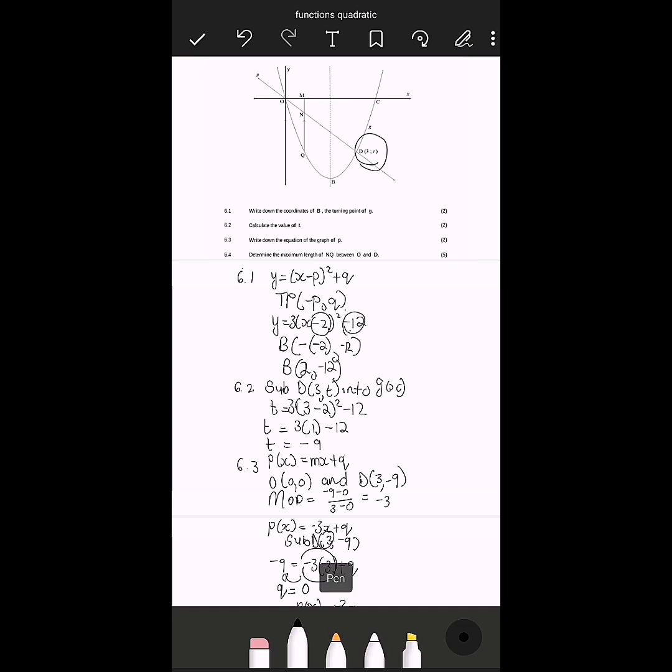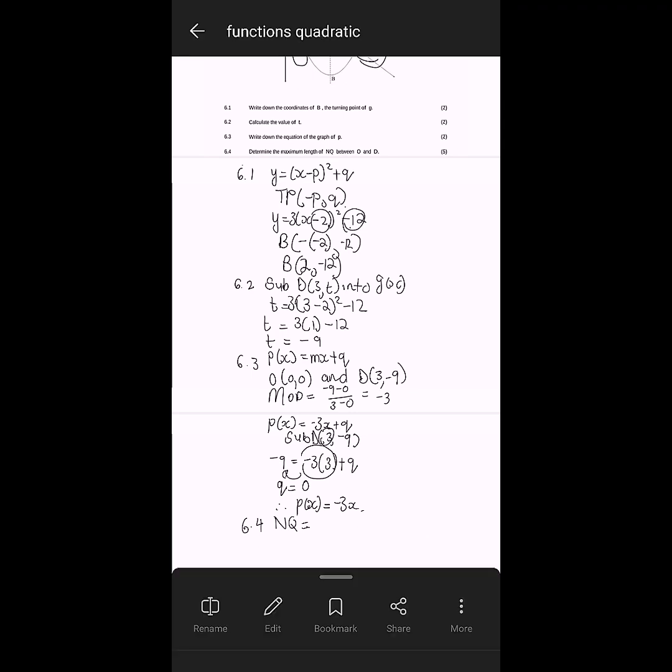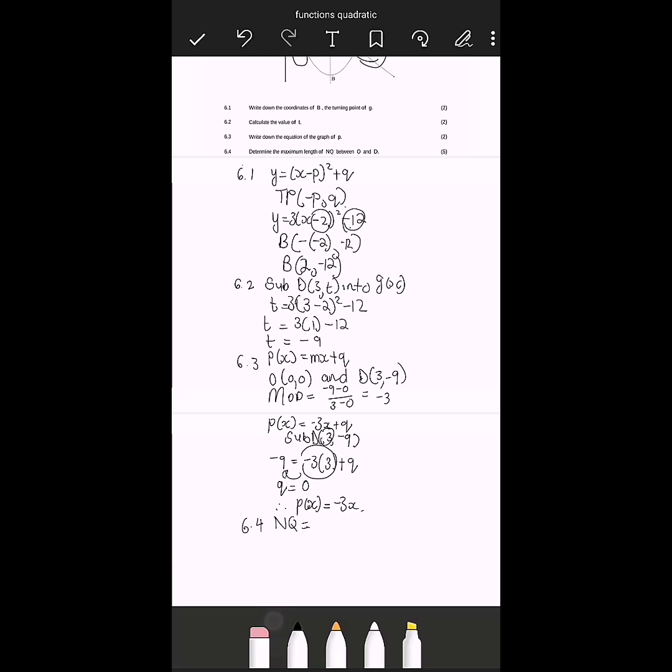y of N minus y of Q, right? But in this case, we don't have coordinates. That means we are going to use the equations that are given to us. So we're going to say p(x) minus g(x). Then we have NQ equals to minus 3x minus 3 times (x minus 2) squared minus 12.